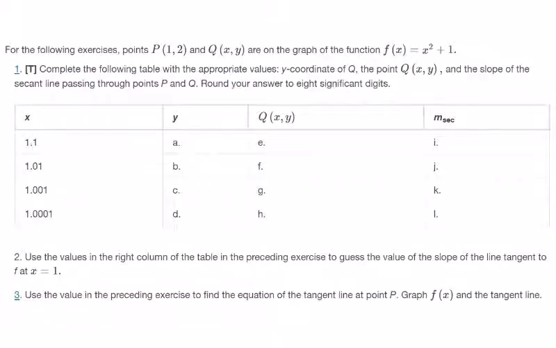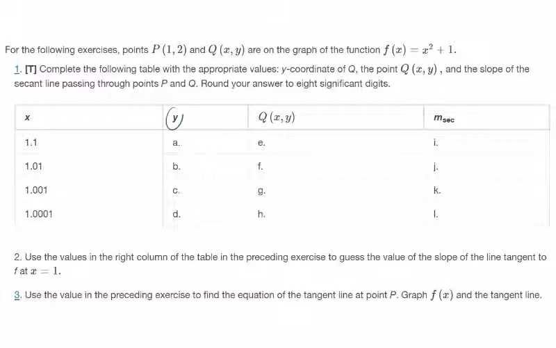All right, so here's an example, and this is straight from the exercises. So you'll get a few like this. But basically, what we're trying to do is we're given a point, and we're trying to figure out what this other point is, and then find the slope of the secant line. So that's what this m sec means, m secant, the slope of the secant line, and we're given the function f of x equals x squared plus 1. So basically, we're just completing this table.